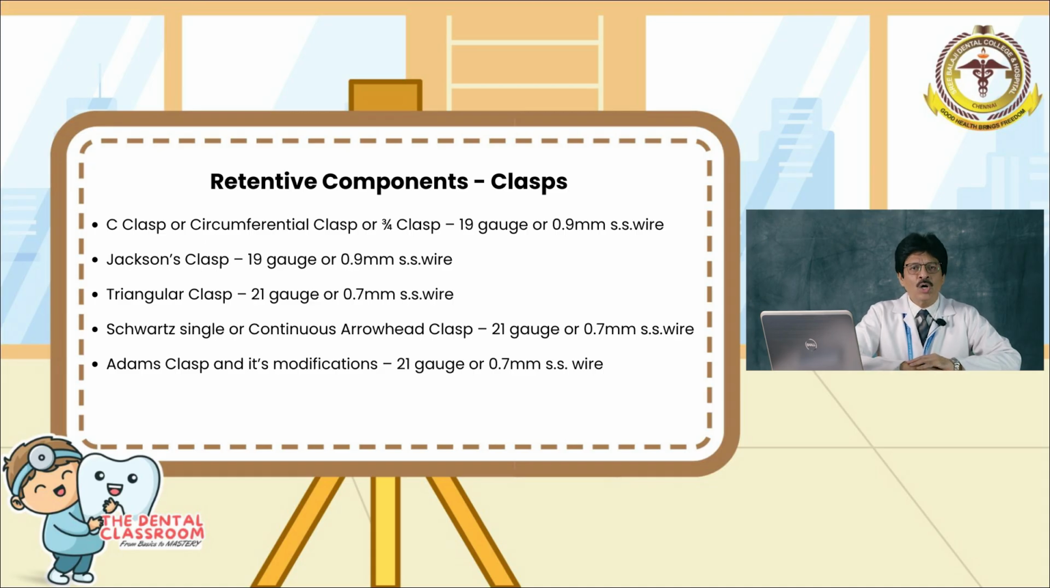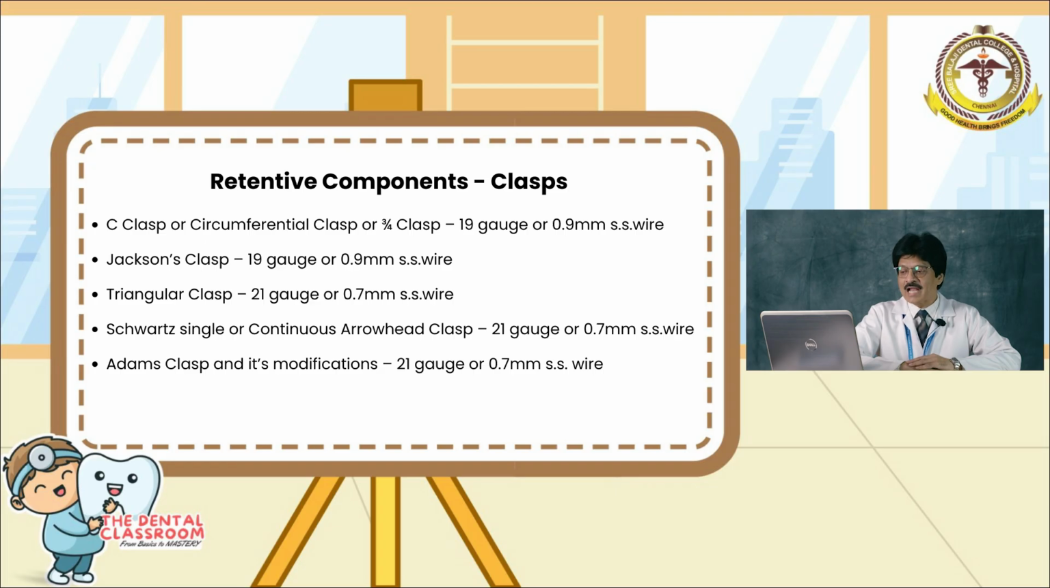So there are a host of clasps which are used for retention. I shall just enumerate them and then go into the details of each. We have the C clasp or the circumferential clasp, or we call it the 3/4 clasp, which is made up of 19 gauge wire, or you can say 0.9 millimeter stainless steel wire. The Jackson's clasp is made up of 19 gauge or 0.9 millimeter stainless steel wire.